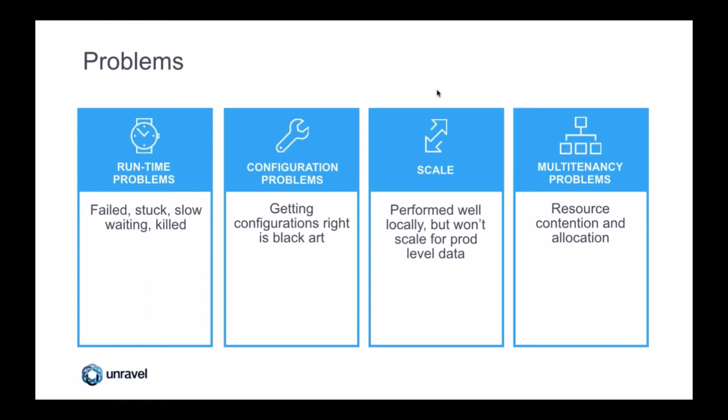You may have problems with scale, meaning this application ran with 10 gigs of data just fine, but what about when it has to run with 100 gigs or 1 petabyte of data? Will it then still finish in that same amount of time or not? And last but not the least, you have multi-tenancy issues.